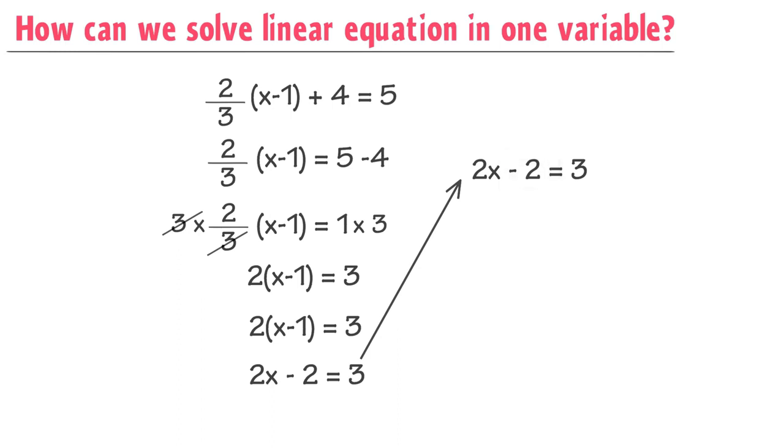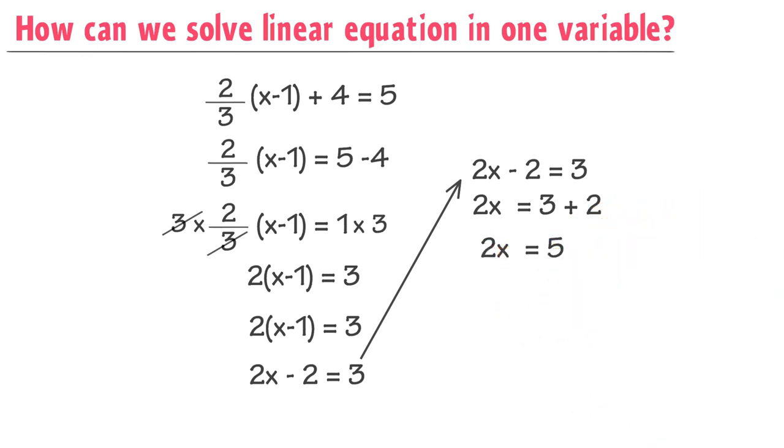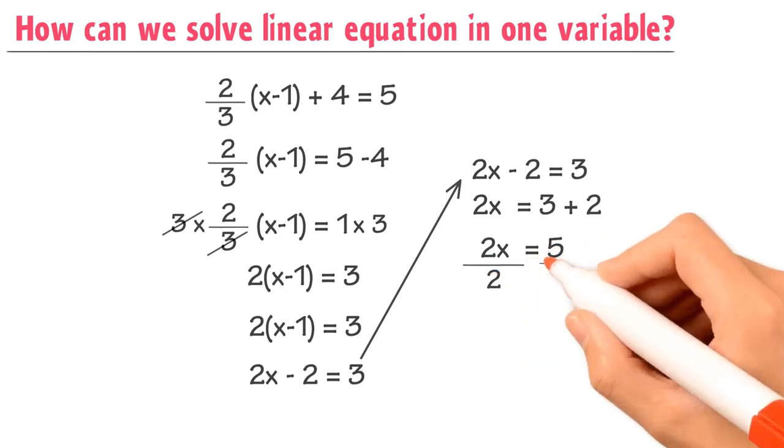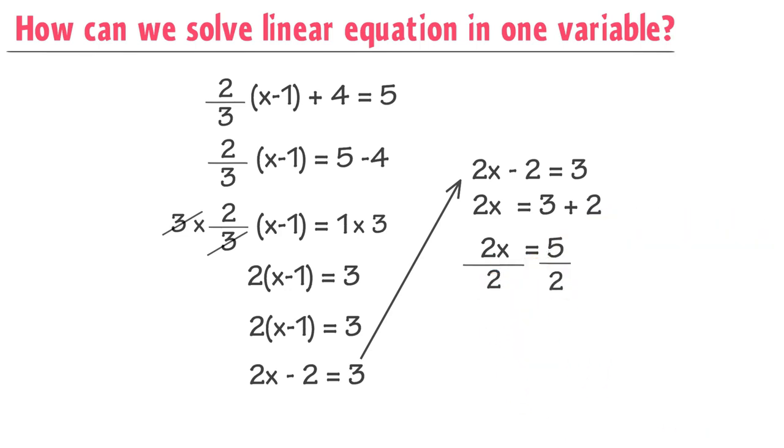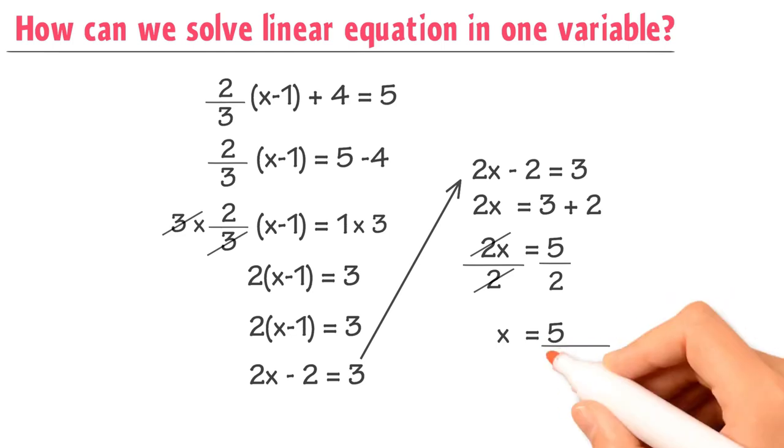Thus we get 2x is equal to 3 plus 2, or 2x is equal to 5. So dividing both sides by 2, 2x divided by 2 is equal to 5 divided by 2. 2 and 2 are again cancelled out. As a result, we get x is equal to 5 divided by 2.